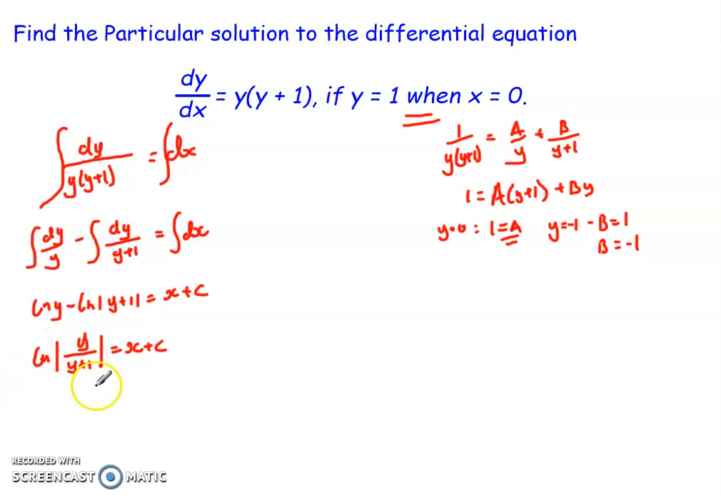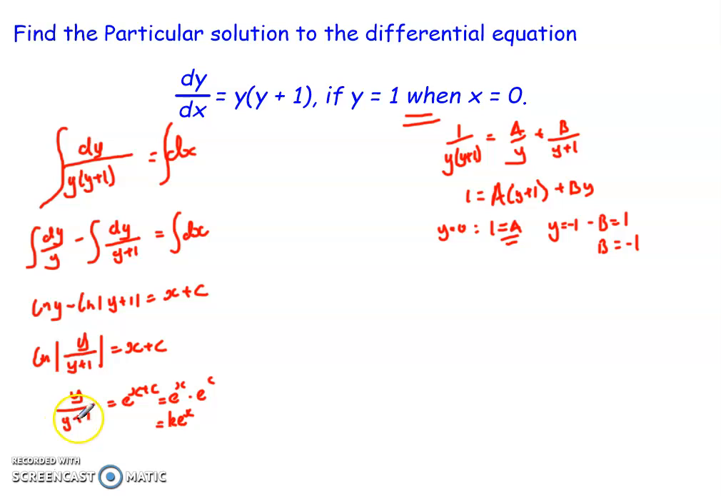If I then take the ln across this side, I'll end up with y over y plus 1 equals e to the x plus c. Now what I'm going to do is split this up here and write it as e to the x times e to the c. Now e to the c is just a constant. Again, we don't know the value of that constant yet. So what I can do is rewrite that as just k e to the x. So I've got y over y plus 1 equals k e to the x.